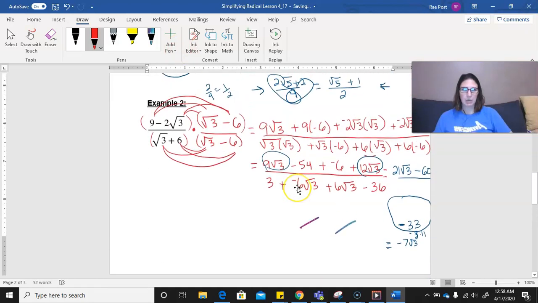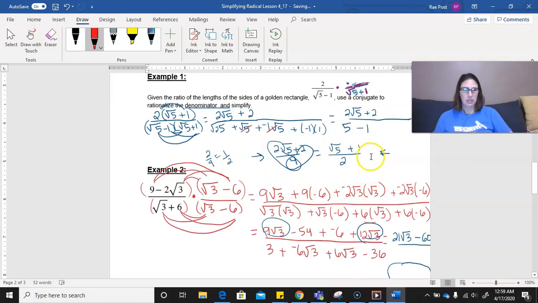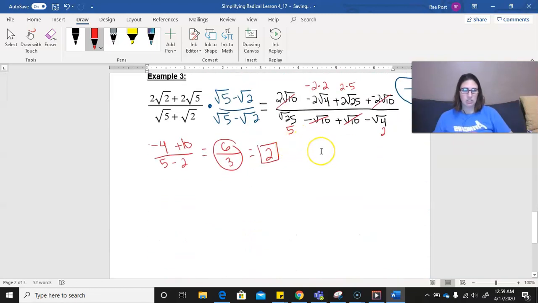If you need to go back and watch any of these, you can. Remember, I want you to be able to simplify these. It's really not a big deal. It's just changing the denominator and changing the numbers a little bit. Try it, get as far as you can. This is why I like you to show your work, so we can see where you're getting stuck or where you're not.